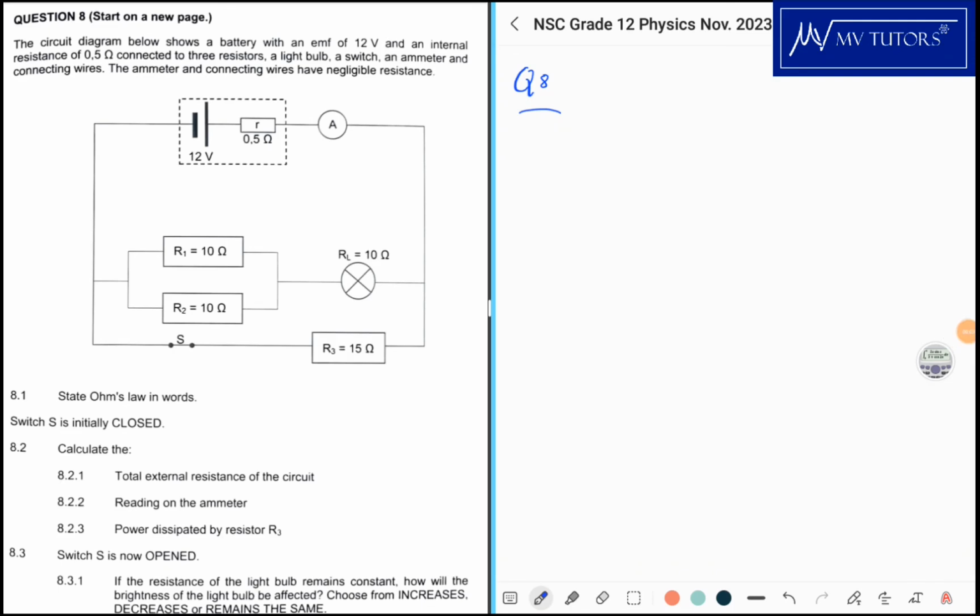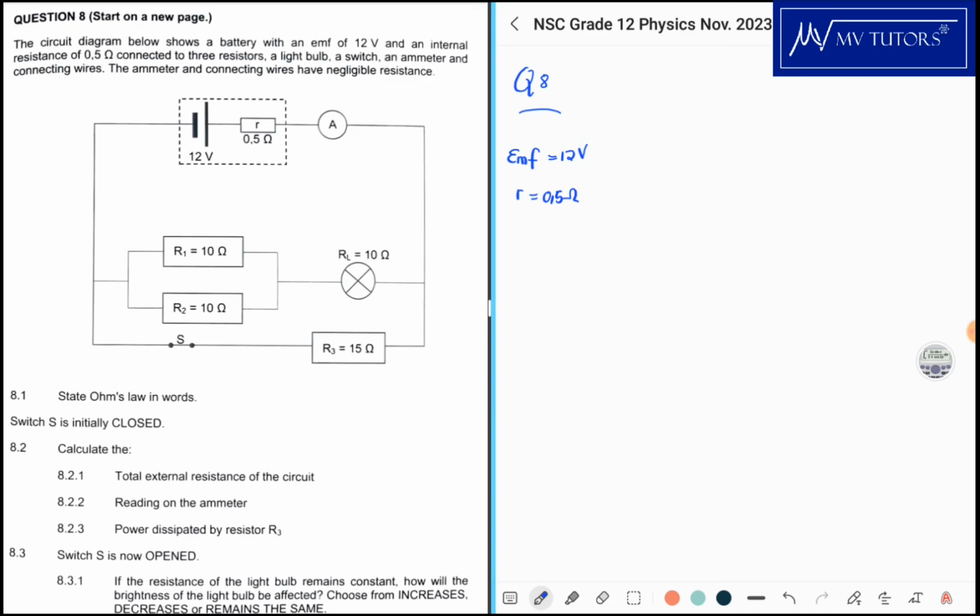Question 8. The circuit diagram below shows a battery with an EMF of 12 volts and an internal resistance of 0.5 ohm connected to 3 resistors, a light bulb, a switch, an ammeter, and connecting wires. The ammeter and connecting wires have negligible resistance. So what do we know so far? The EMF is 12 volts. We have an internal resistance of 0.5 ohm.